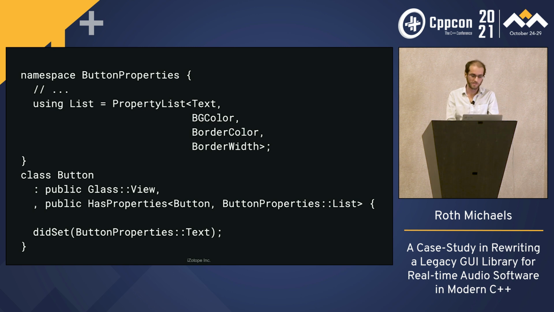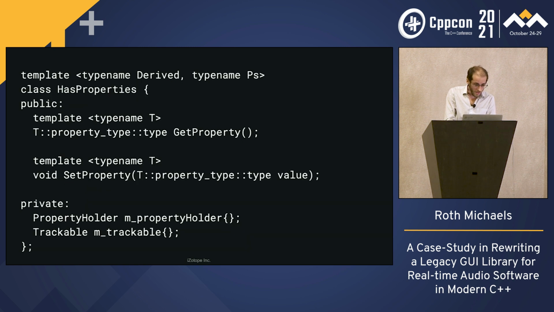And then you see our button. One property has a special didSet method, but all the others have no didSet, because we actually want that set-needs-display to happen automatically for our users so they don't need to remember to get that attached to every single property. And so this is what our has_properties looks like.